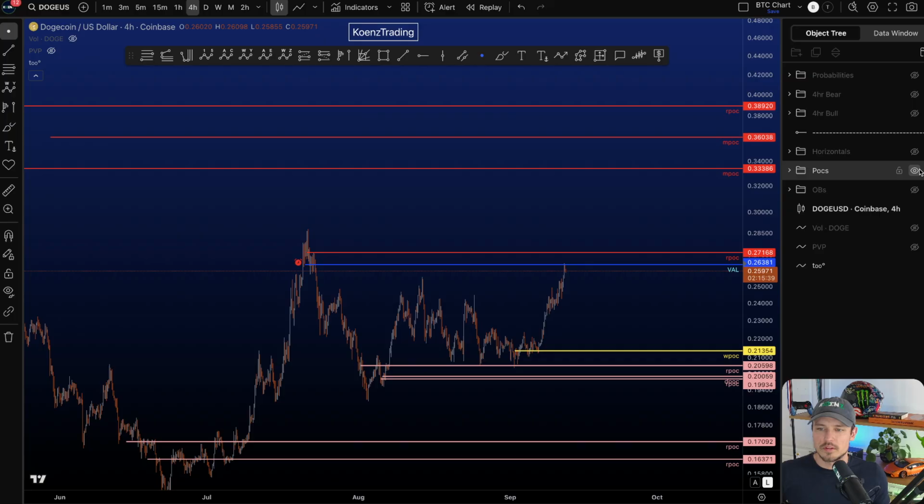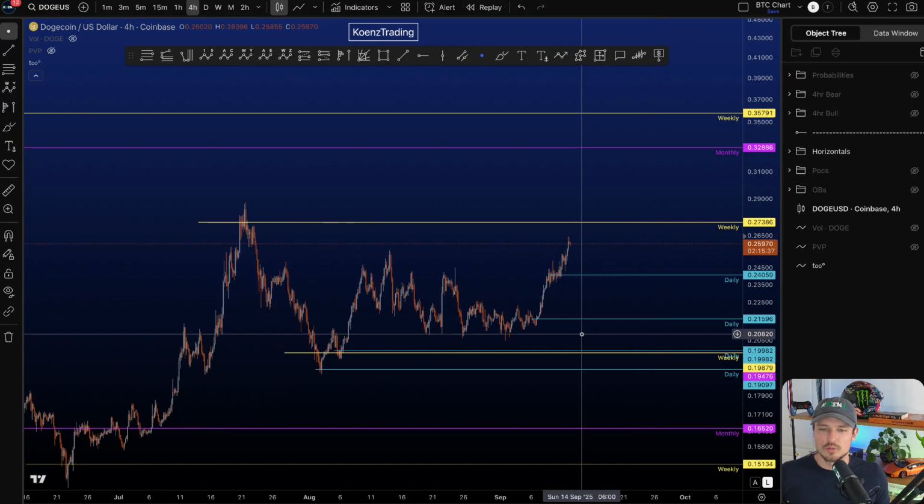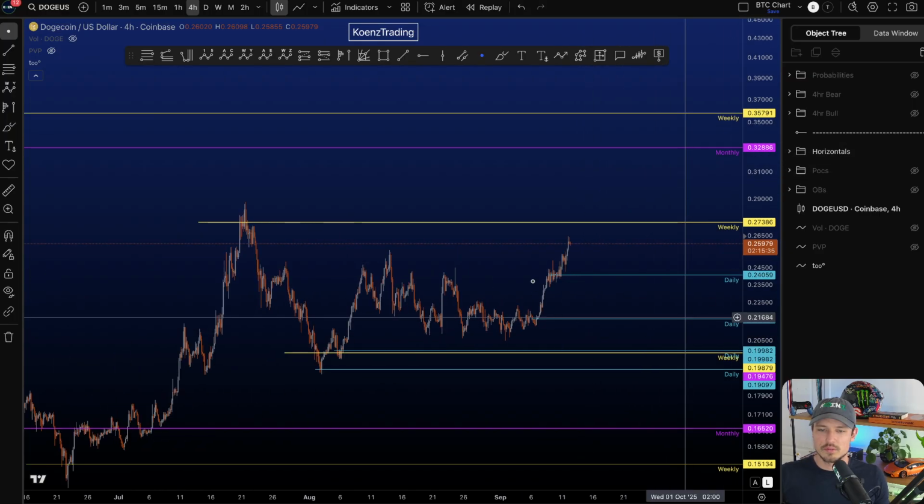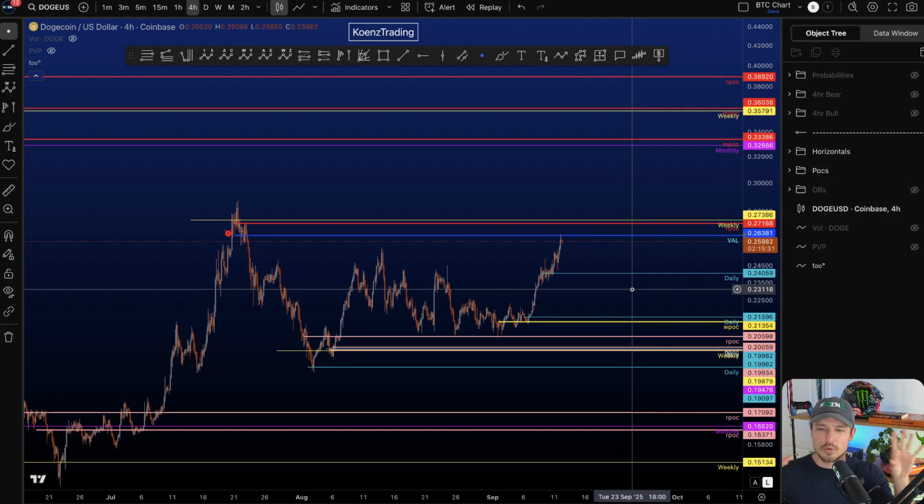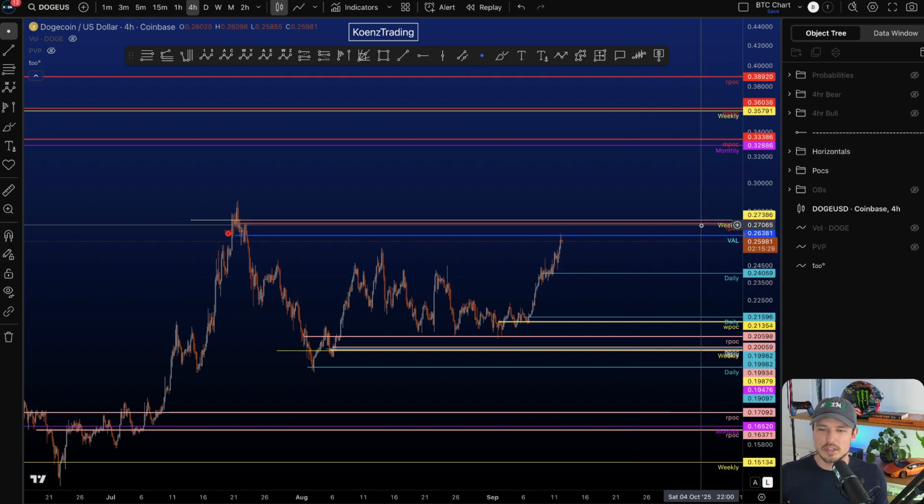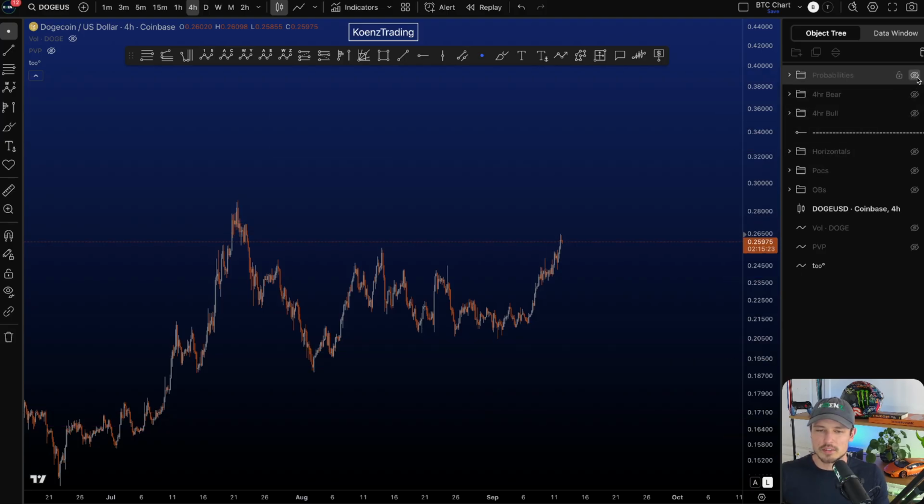And then we have horizontals, so time frame horizontals, support and resistance levels. You can see them on my chart combined with the point of controls. It gives you pockets of interest. You can see weekly and range point of control quite close together at like 0.27. Okay. And this then gets us to the probabilities.